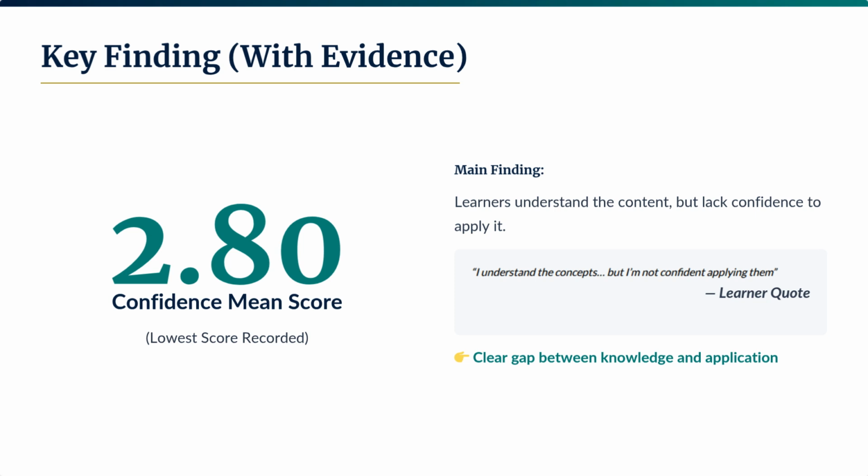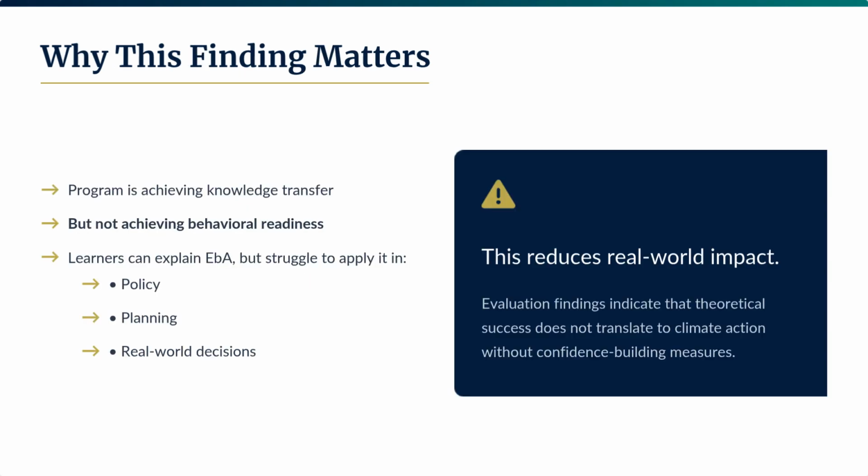One key finding from that evaluation is that learners understand the content, but they lack confidence in applying it. We clearly saw that in the data. Confidence had the lowest mean score at 2.8. And when we looked at learners' feedback, many said things like, "I understand the concept, but I am not confident applying them." So there's a clear gap between knowing and doing.